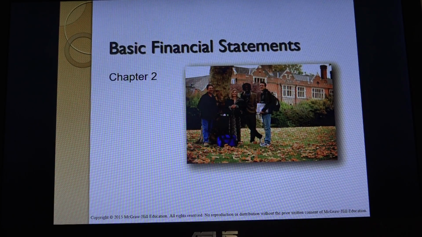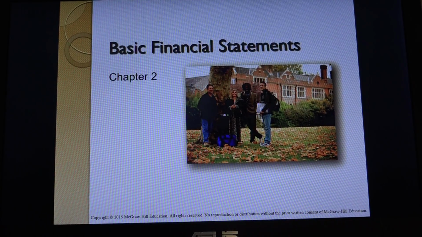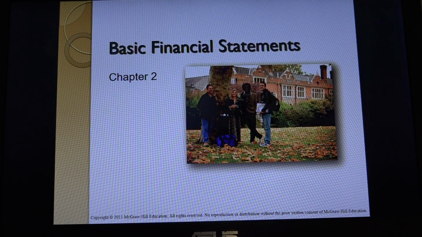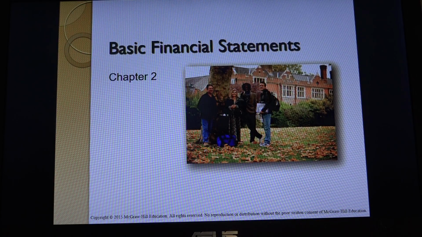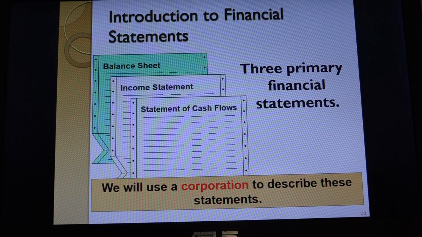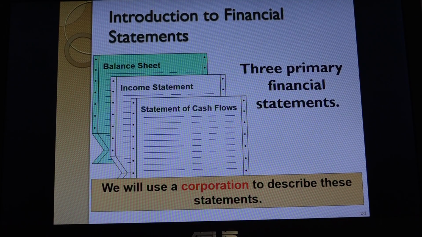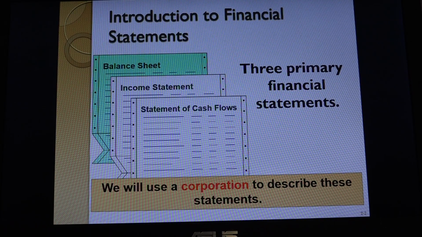provide to external users. And so we want to get into the details of what these financial statements are all about. So that's what Chapter 2 is all about. Let's get right to it. So you have your three primary financial statements. You've got your balance sheet, you've got your income statement and statement of cash flows. There's a fourth one called statement of owner's equity that we'll talk about in the future, but for right now, just concentrate on these three.